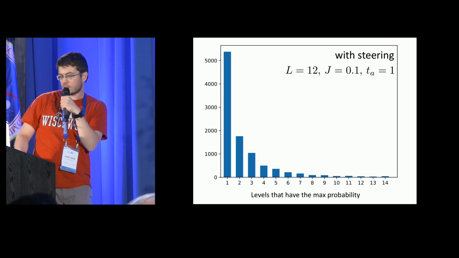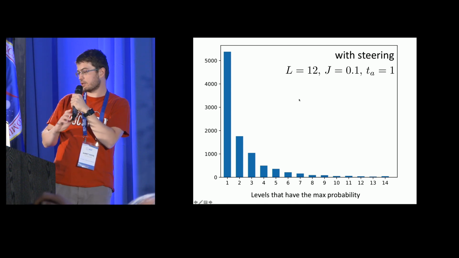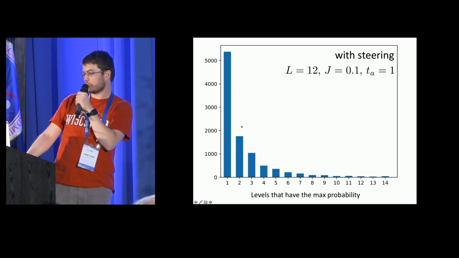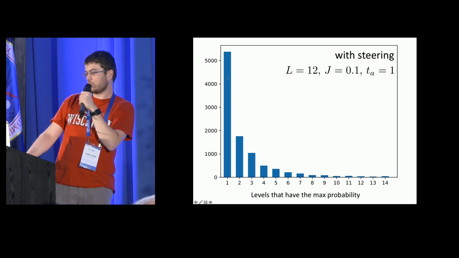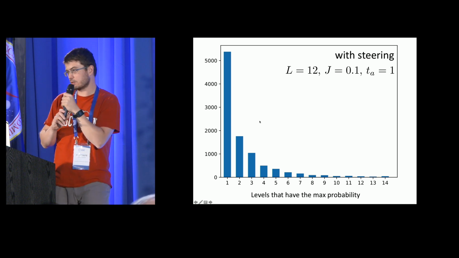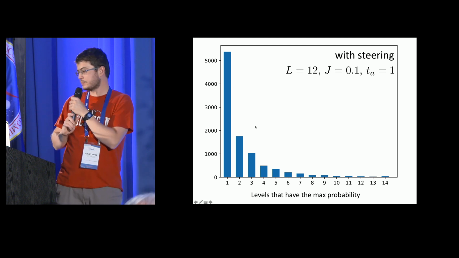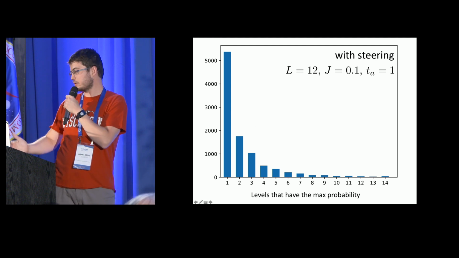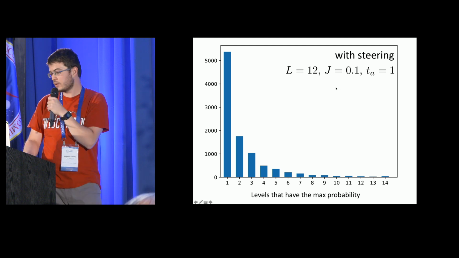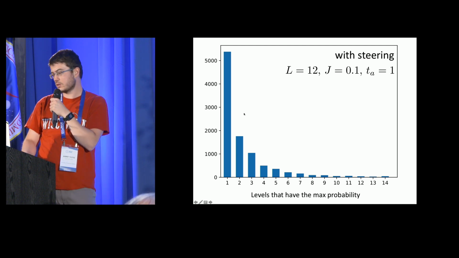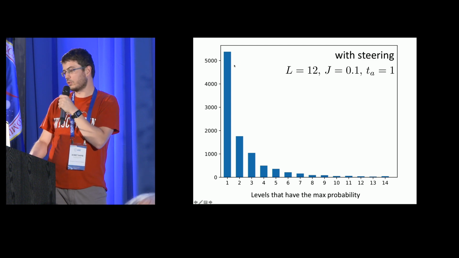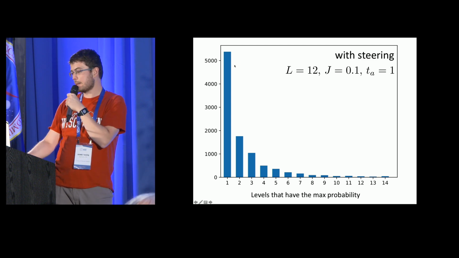Yeah, so this distribution shows us that the first few states have almost all the sample results. So if we have steering for certain J and TA values, it is possible to find the ground state probability for more than half of the realizations.